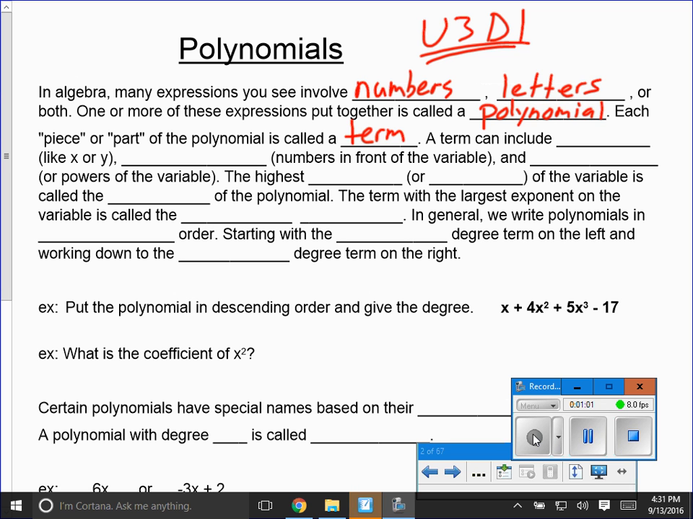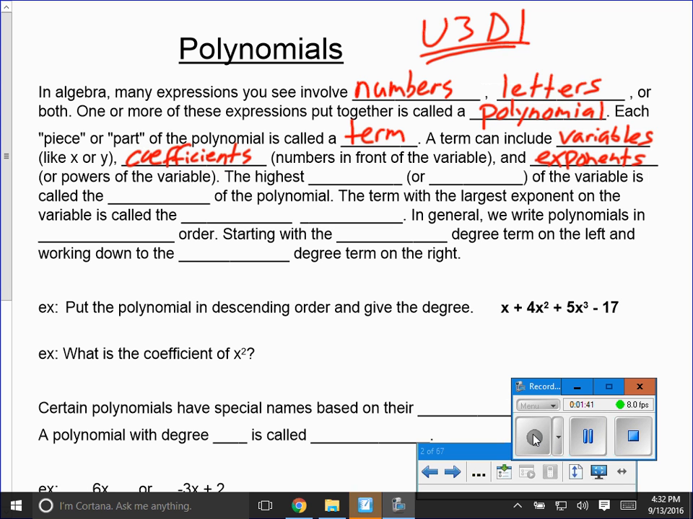So a term can include variables, like x or y or a or b, any of the variables we've used so far. Coefficients, which are numbers in front of the variable. So we see 3x, 3 would be the coefficient. And also exponents. Right, powers of the variables. These are all going to be whole numbers when we're working with polynomials.